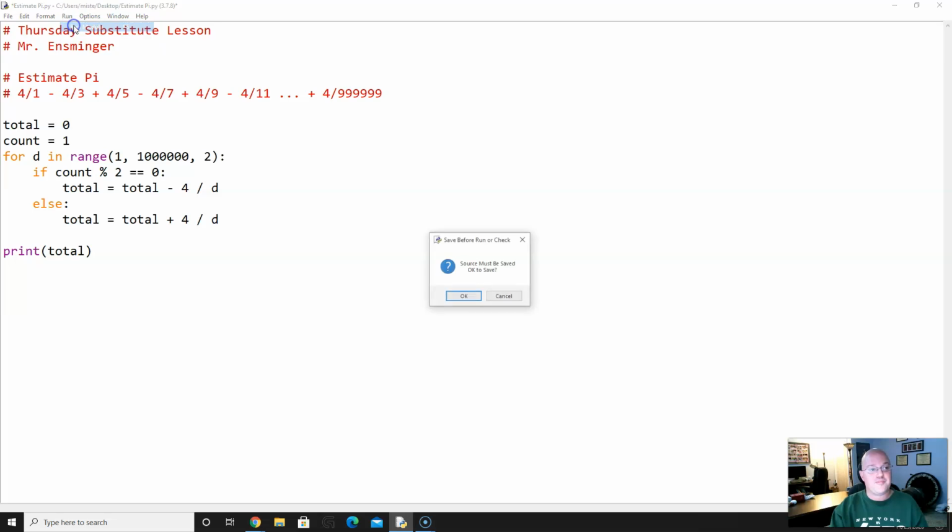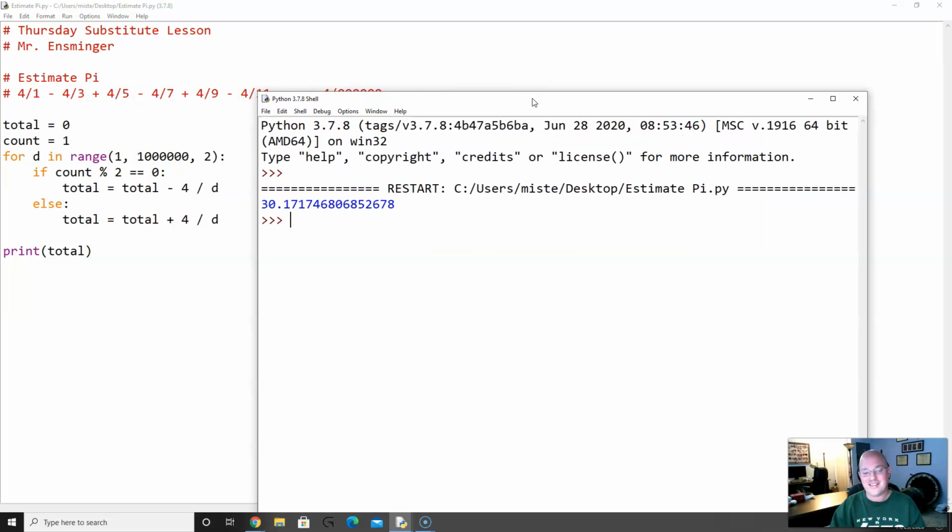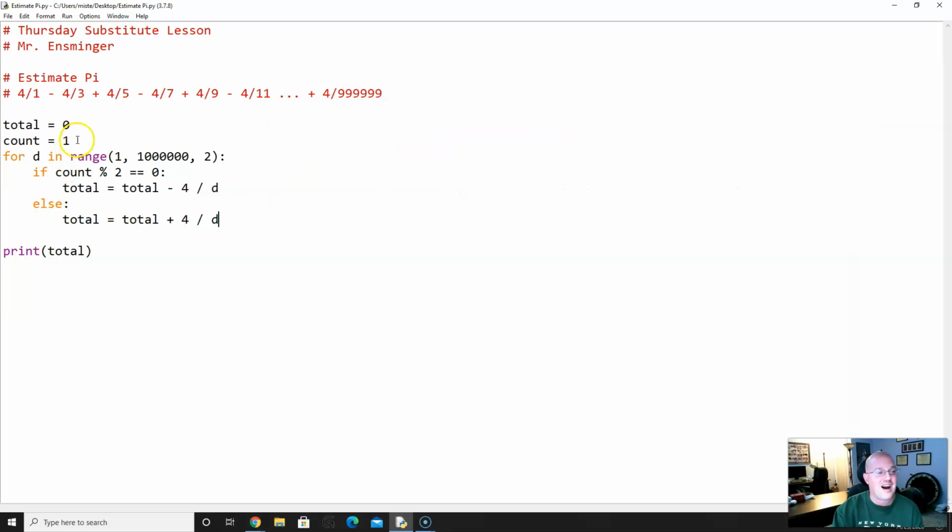Let's run it. And you're going to get, oh no. What happened? Well, what happened was we never changed the count. These are just the little things you've got to be careful of here. The count is 1, but it never changes. And so what we're forgetting is we need to say count equals count plus 1.